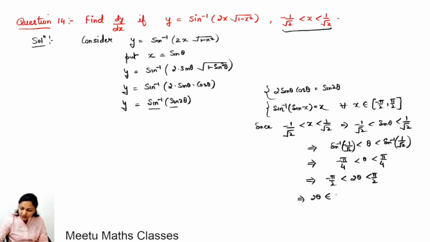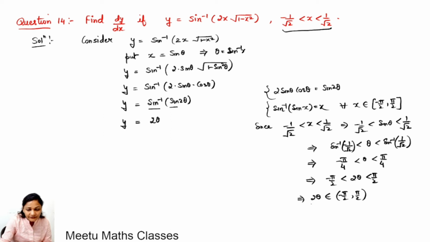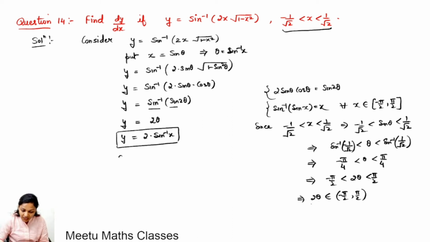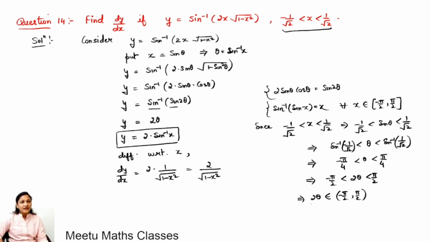Okay, 2 theta belongs to the open interval minus pi by 2 to pi by 2, which is a subset of the closed interval minus pi by 2 to pi by 2. So it is invertible here also. So we can write this as 2 theta. Now replace theta with sine inverse of x, and this is your function in simplest form. Now we are going to differentiate this function with respect to x, and we get dy by dx equal to 2 into the derivative of sine inverse x, which is 1 upon square root 1 minus x square. So your answer is 2 upon square root 1 minus x square.